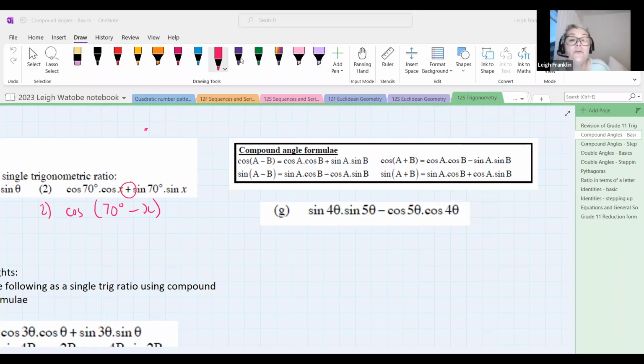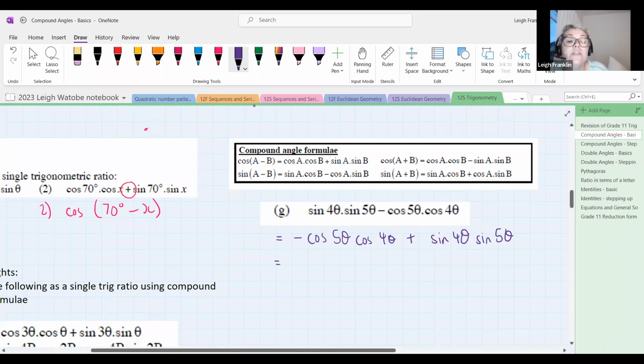So let me turn it around and put the cos first. Now I can't ignore the negative because this term over here is negative. So now I'm going to write this as negative cos 5 theta cos 4 theta plus sine 4 theta sine 5 theta. Okay, now what do I need to do to it? Because now I've got a negative in the front here. I don't have any negatives in the front in my formulae, but now I've got a negative in the front here. What am I going to do with that negative?